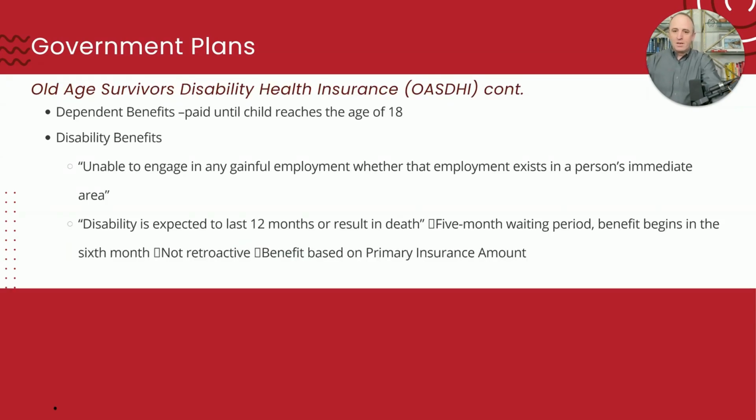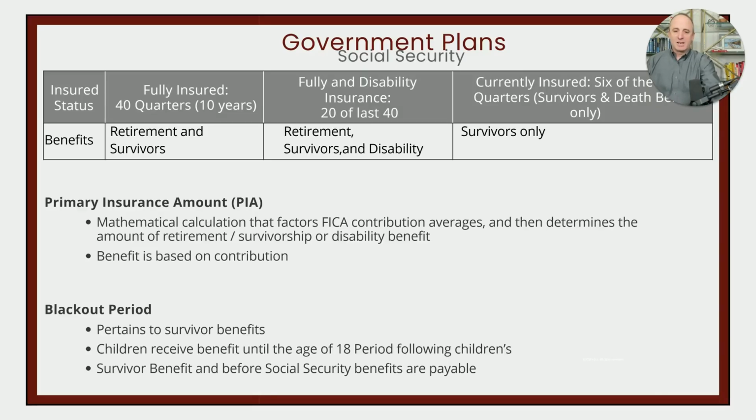All right, Old Age Survivor Disability Health Insurance. Basically, it's paid until the child reaches the age of 18. There's a disability benefit if they're unable to engage in any gainful employment, whether that employment exists in the person's immediate area or not. So they can't do anything. There's no job, no occupation, no anything that they're able to do. And the disability is expected to last at least 12 months or result in death. So these are some of the basic criteria for this type of policy. Go ahead and take a picture of this as well.